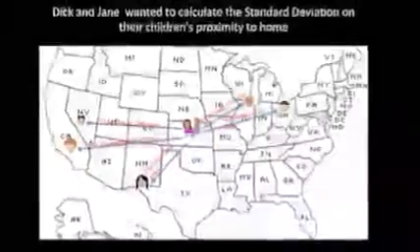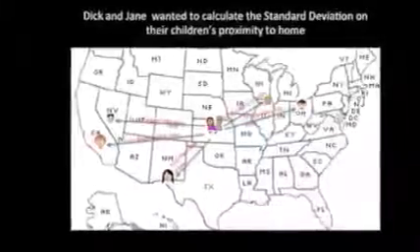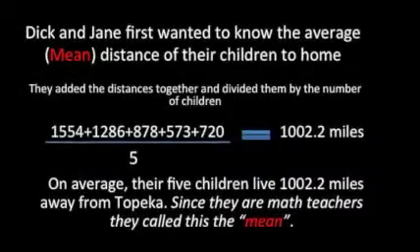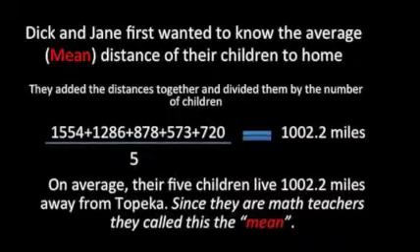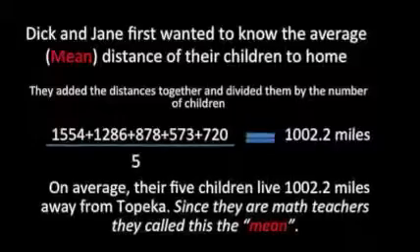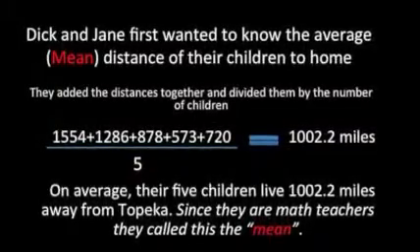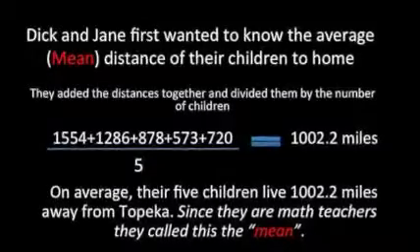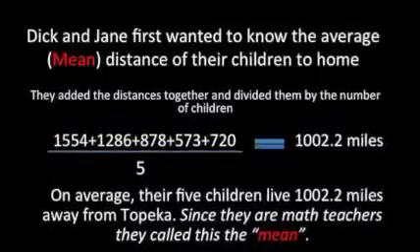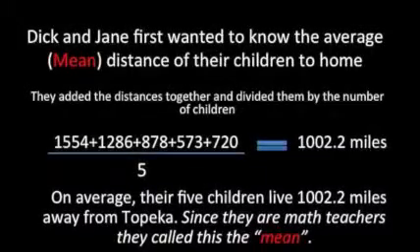Dick and Jane wanted to calculate the standard deviation of their children's proximity to home. They first wanted to know the average, the mean, distance of their children to home. They added the distances together and divided by the number of children. The total number of miles was 1,002.2 miles. On average, their children live 1,002.2 miles away from Topeka. Since they're math teachers, they call this the mean.